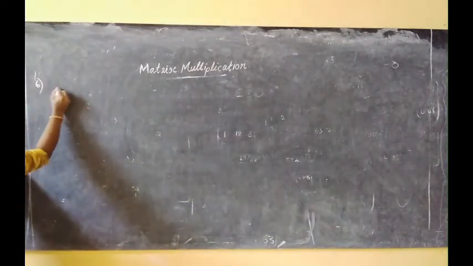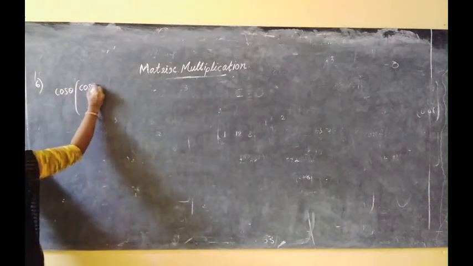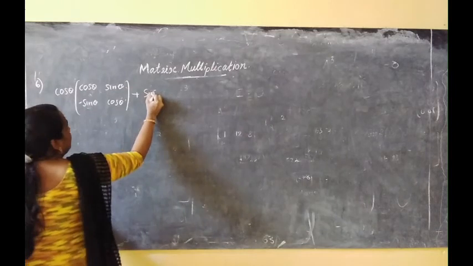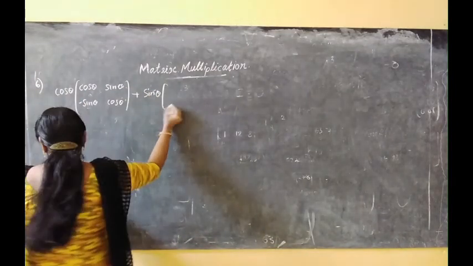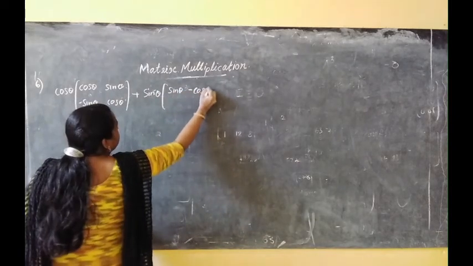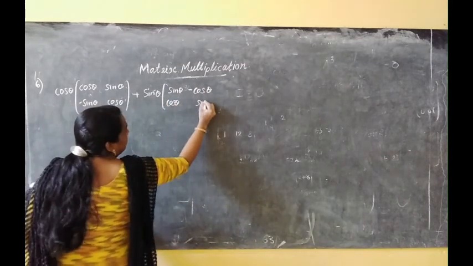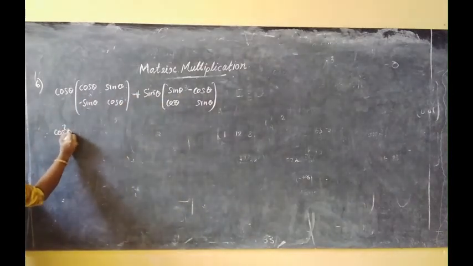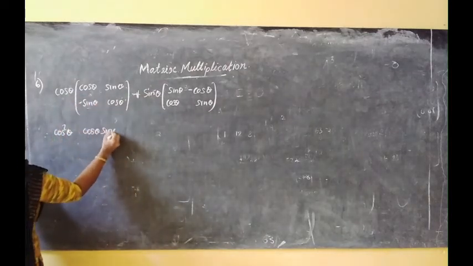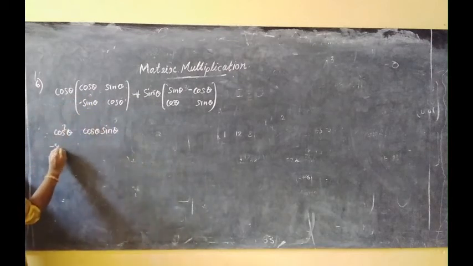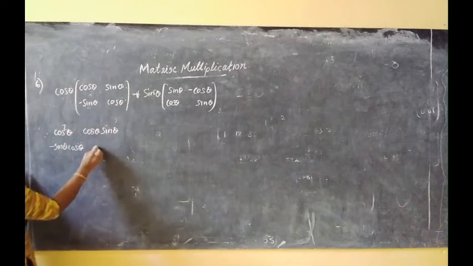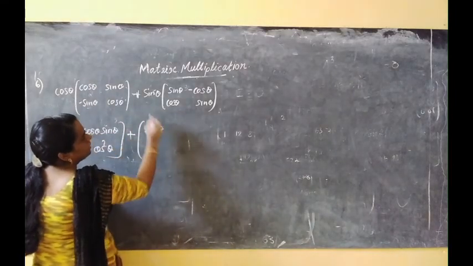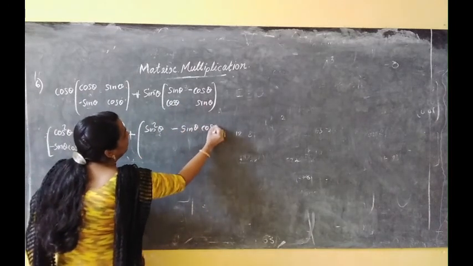Question number 6 in the exercise: the matrix with rows cos theta, sin theta and minus sin theta, cos theta, multiplied by the matrix with rows cos theta, minus sin theta and sin theta, cos theta. It's a very easy question, nothing to worry about. We simply multiply. Cos theta into cos theta, cos square theta. Cos theta into minus sin theta, minus sin theta cos theta. Plus sin theta into sin theta, sin square theta.